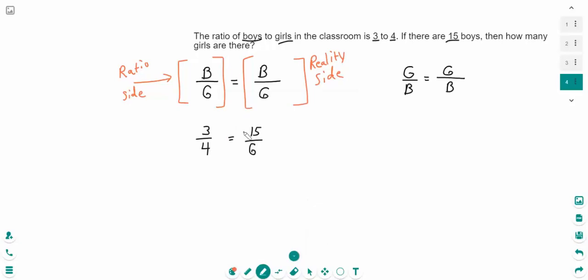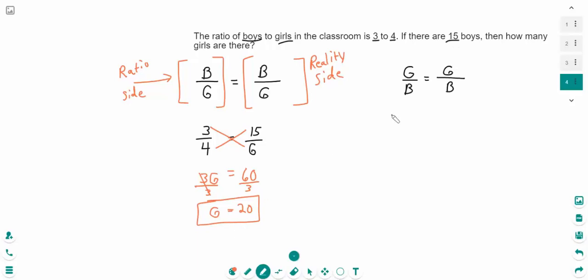Okay. So now we have a proportion with one unknown, and we can cross multiply to solve. So we'll cross multiply these two. We have 3 times G, which is going to be 3G, right? And then we have 4 times 15, which multiplies out to 60. All right. So now let's divide both sides by 3, and we end up with G is equal to 20. So that means if there are 15 boys, there must be 20 girls in the classroom.